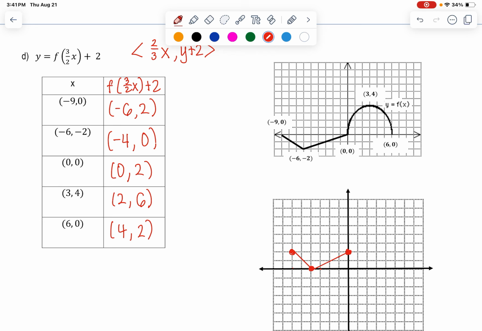And then I have, don't get lost, 2, 6 right here, and 4, 2 right there. Looks good. Oh, look at that, it's beautiful.